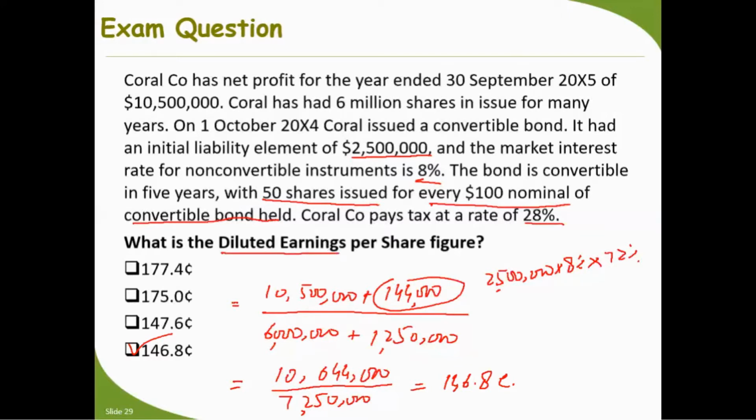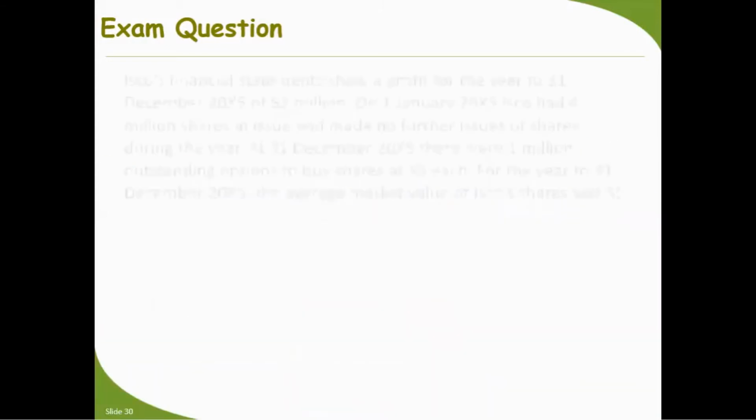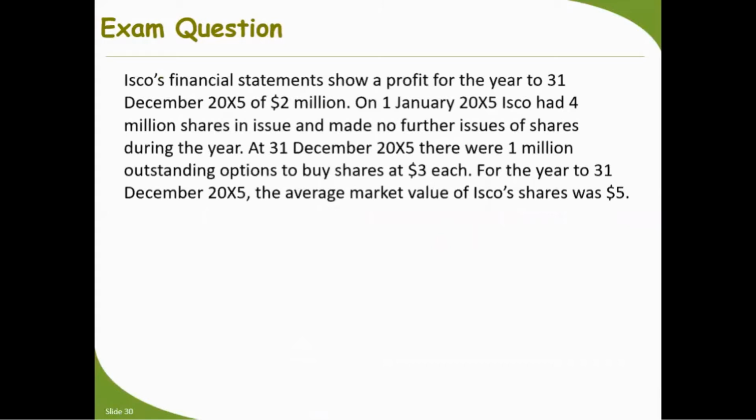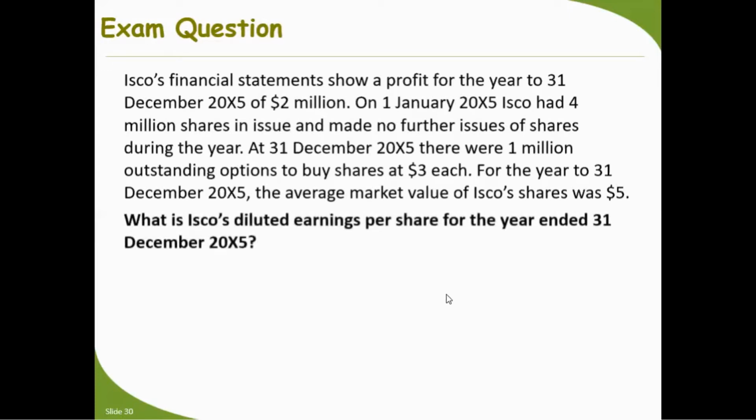Okay. Now, in the next question, ISCO's financial statement shows a profit for the year to 31st December 20x5 of $2 million. On 1st January 20x5, ISCO had 4 million shares in issue and made no further issue of shares during the year. At 31st December 20x5, there were 1 million outstanding options to buy shares at $3 each. For the year to 31st December 20x5, the average market value of ISCO share was 5. So it means this is an option case. Diluted EPS we are supposed to calculate.